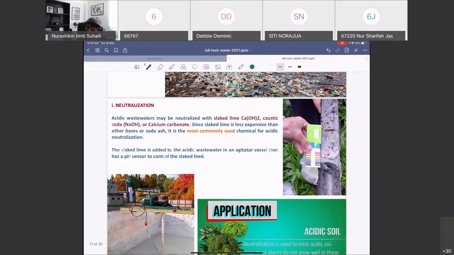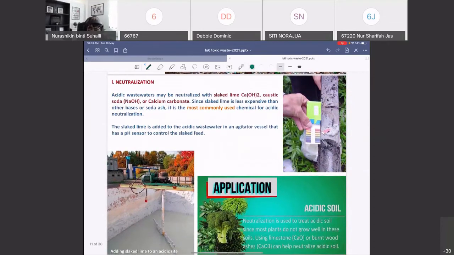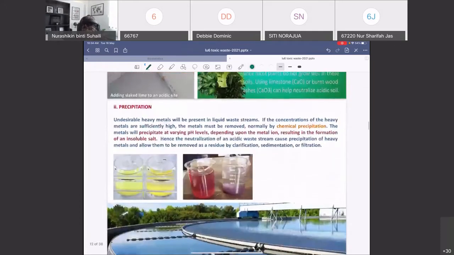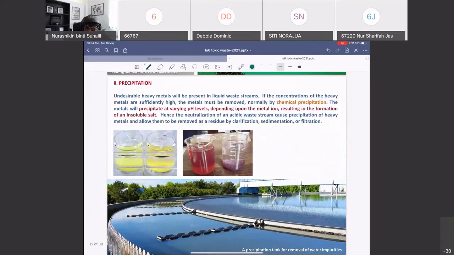Okay, so this is the process of neutralization, neutralizing the acidic wastewater at site. You just basically add the alkali into it, and the neutralization process takes place. And of course, you monitor the pH of the reaction mixture. Okay, that is neutralization. And then precipitation.